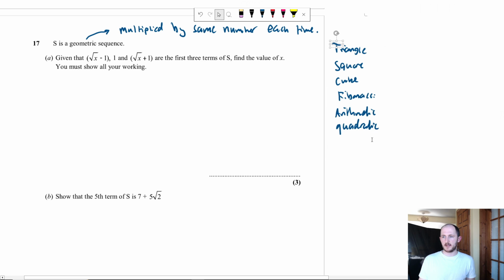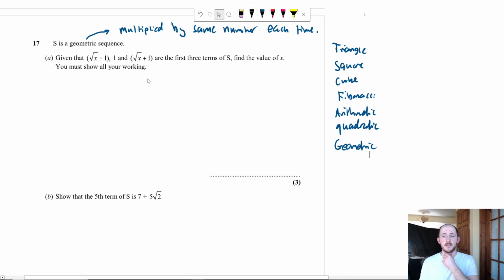But with a... Sorry, not a quadratic. I meant geometric. The other one is a geometric. And a geometric sequence means you're multiplying by the same number each time. So what they're saying here is to get from root x minus 1 to 1, I multiply by something. And to get from 1 to root x plus 1, I also multiply by something.